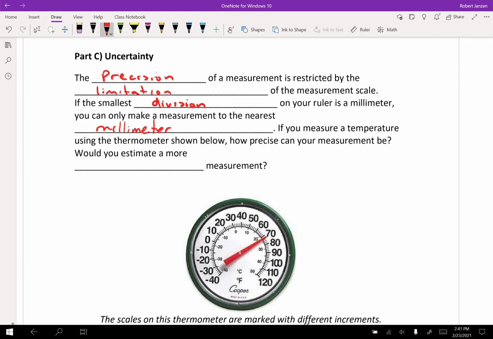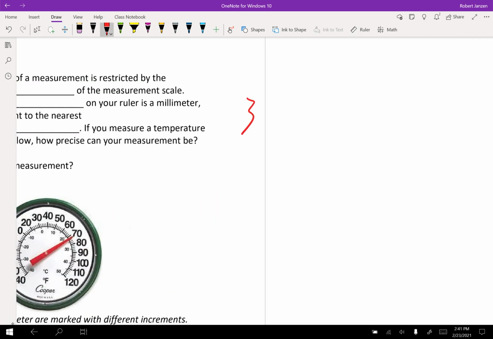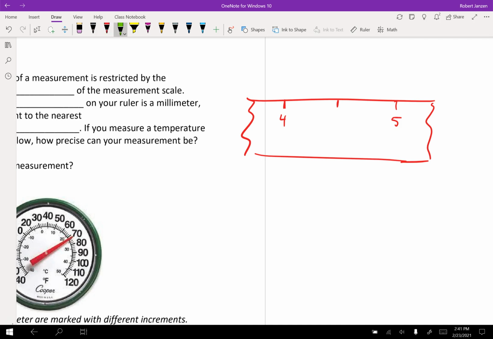I don't know if that makes sense to you, but let's pretend this is a ruler here. Let's take a section of a ruler. And let's say maybe this is 4 and this is 5 centimeters. Let's say we only have this marking here. This would be 4.5 centimeters. Well, if we take an object and let's say it ends up going right here, what would we say the measurement is?